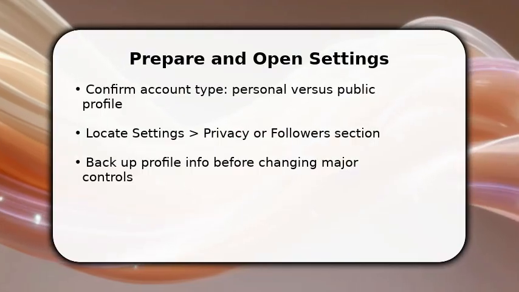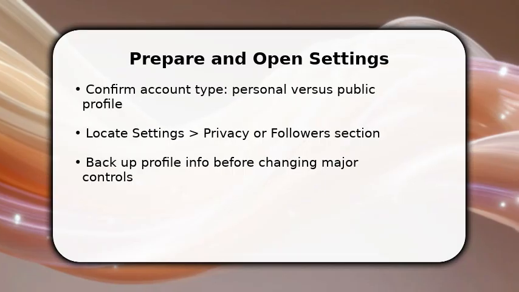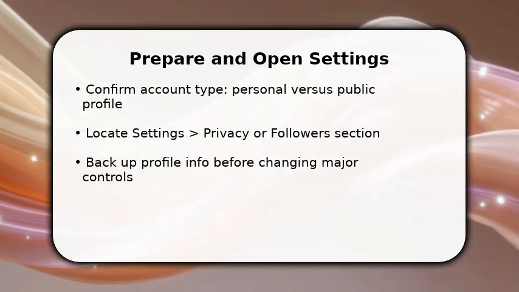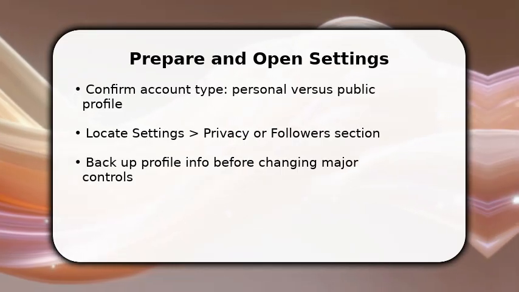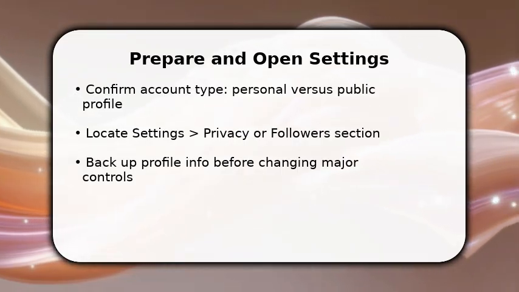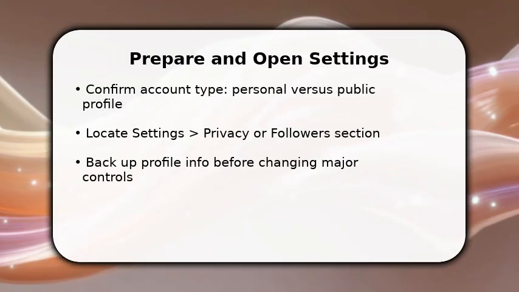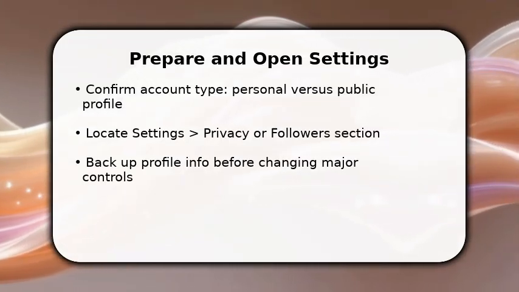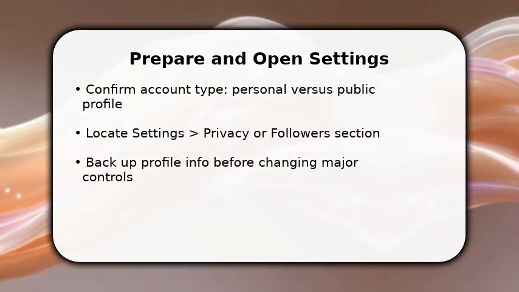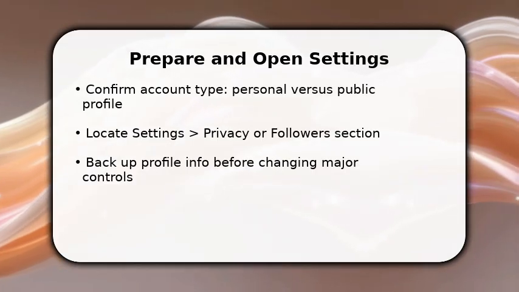You start by confirming your account type and why you want followers instead of friends. Once done, open Settings and go directly to Privacy or Followers. This is where the toggle lives. Make sure you back up any profile data or contact lists so nothing is lost. You do this because switching interaction models can change who sees posts and how people connect.